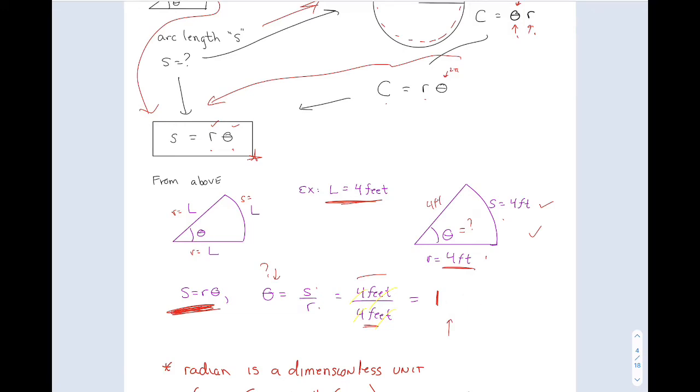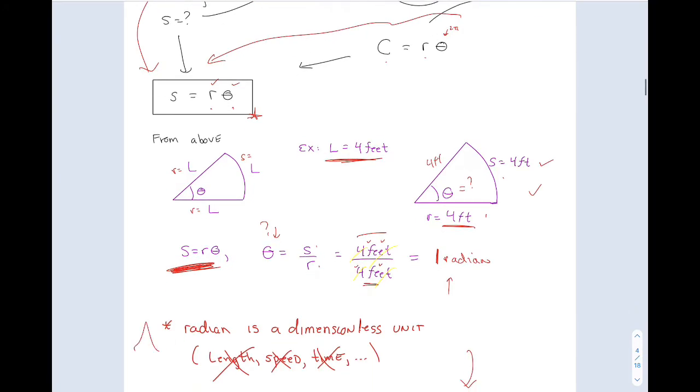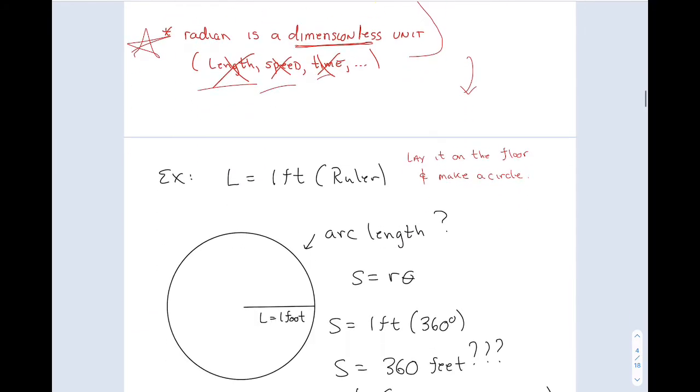So before I did that, I canceled out the 4's, and canceled out the feet. I'm left with a 1, and there's nothing to the right of the 1, but then I get to write the word radian. So you can see that the radian is a dimensionless unit, meaning it doesn't have dimensions of length, speed, or time. If you look back here, you have feet divided by feet. The units cancel. There's nothing left. So that word radian has no dimensions.